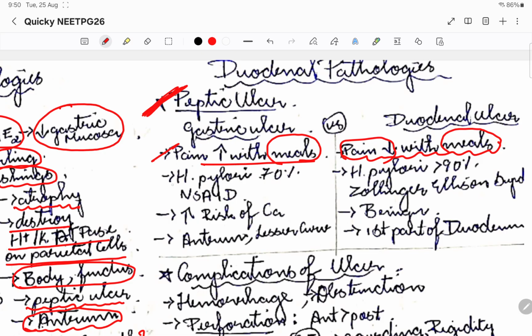Gastric ulcer, we know that, right? H. pylori will cause 70% of it, and NSAIDs will cause the risk because COX inhibition is happening. And here also it is H. pylori, 90% of it will be H. pylori.